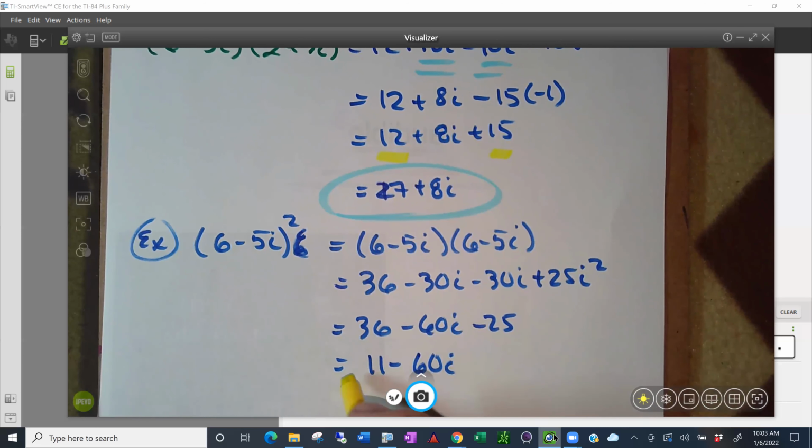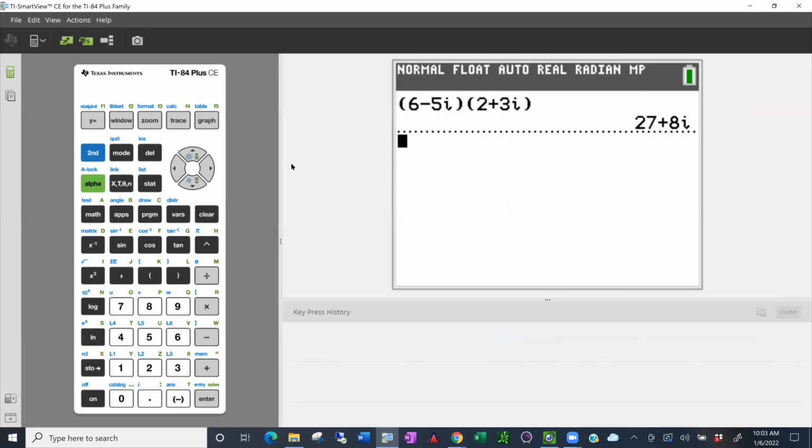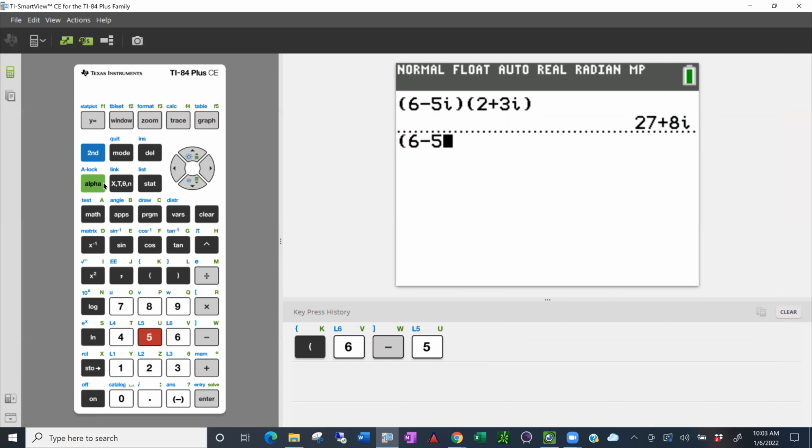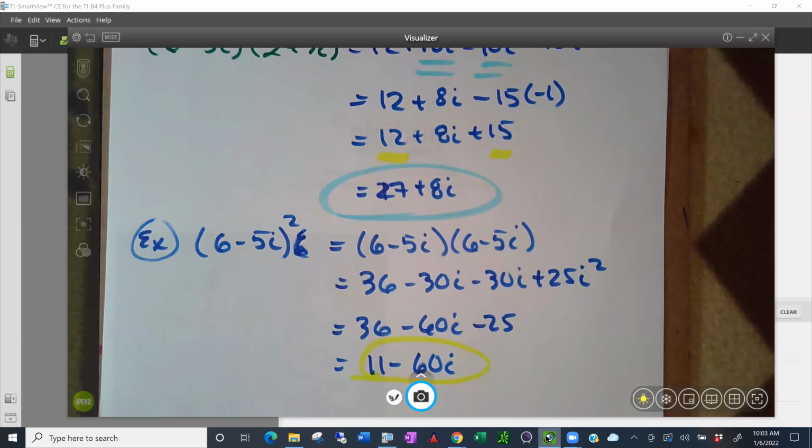Okay. Let's check ourselves, see that I got it right this time. So let me clear out some of this old stuff. I want 6 minus 5 times i, parenthesis, and then I'll just hit the square key. Bam, 11 minus 60i. Just what we said it would be.